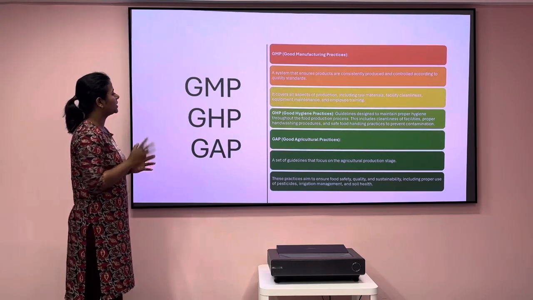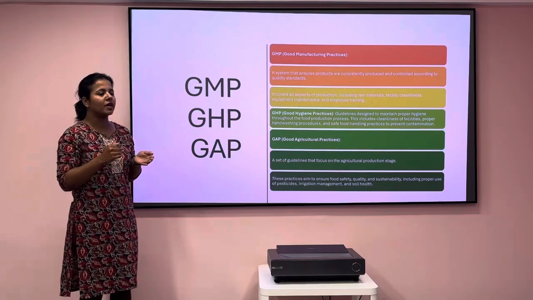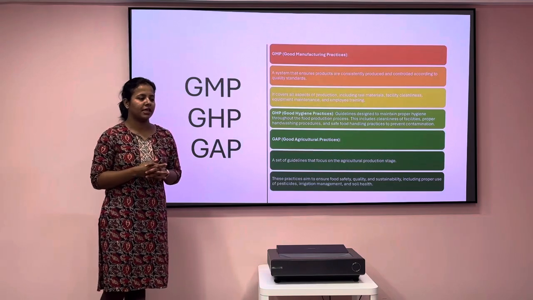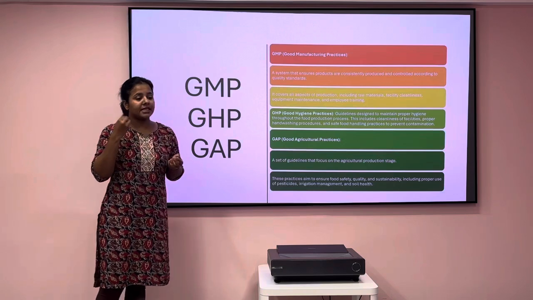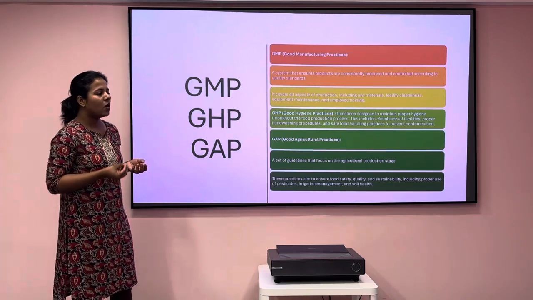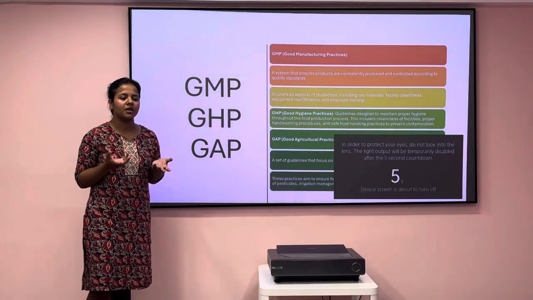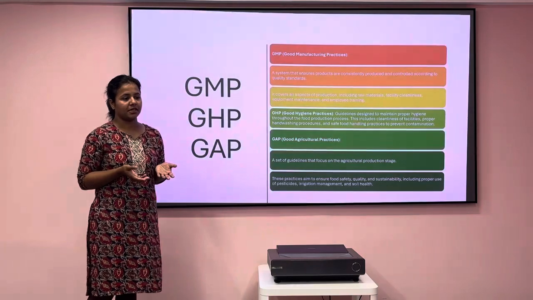And when we go to hygiene practices, what is that? Hygiene practices are also a set of guidelines for maintaining the hygiene of the entire production area. That is good hygiene practices. Hand washing procedures and safe food handling procedures are all good hygiene practices. In a food establishment, why do we establish hygiene practices? To prevent cross contamination.